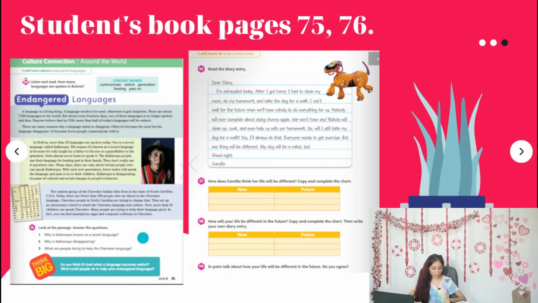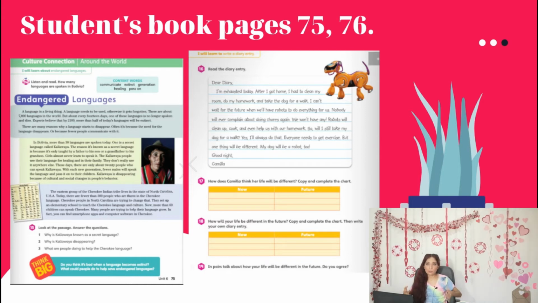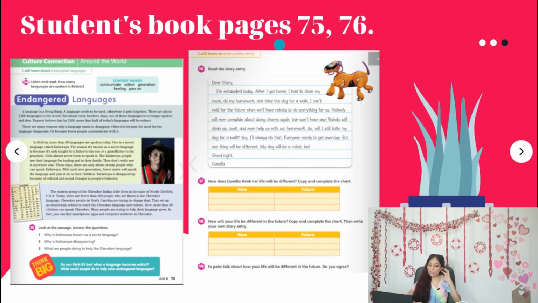What could people do to help save endangered languages? Endangered languages, like in our culture, are the ones called, for example, Maya and this kind of languages, not like French, not Spanish, okay? They are the ones called lenguas indígenas, right? So let's go to the next page, 76.